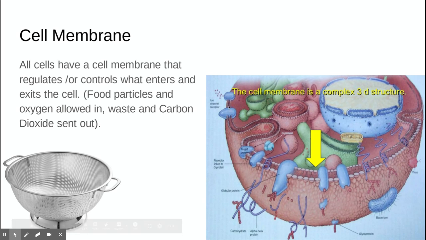It guards what's allowed into the cell and what's not allowed in. It controls what gets spit out of the cell and what doesn't get out of the cell. And it's super important for controlling whether enough food and oxygen gets in and whether enough carbon dioxide and other waste gets spit out.